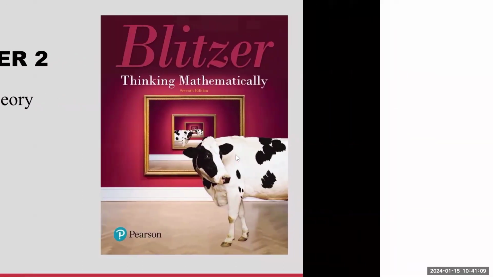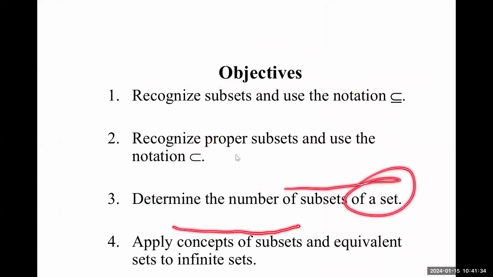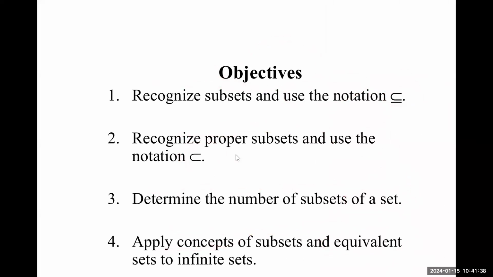So chapter 2, section 2.2 is subsets. The objectives are to recognize a subset and use the notation, recognize a proper subset and use the notation for it, and determine the number of subsets of a finite set, like the concept of subset and equivalent sets.